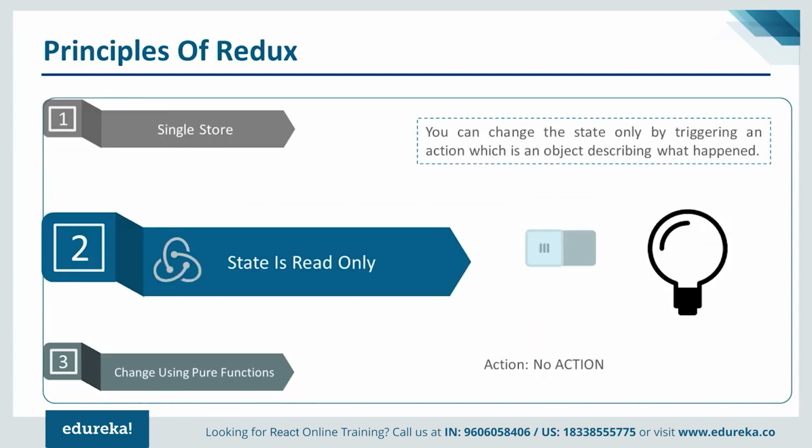Now we'll talk about the second core principle, that state is read only, which means that the only way to mutate state is to emit an action. I repeat, the only way to mutate the state. When I say mutate the state, it means that you can update the state. The only way to mutate the state is to emit an action which describes a user intent. So we can only change the state in Redux by triggering an action, which is an object describing what has happened. As you can see, when I say the action is switch on, the bulb is getting on. It is giving us the light. So this is an action which is based on the user intent. That is the only way we can mutate the state in Redux.